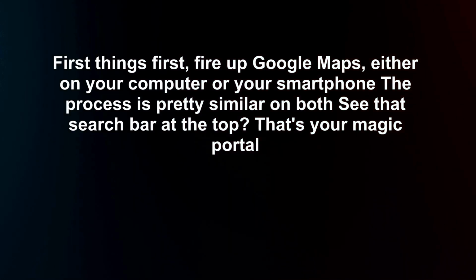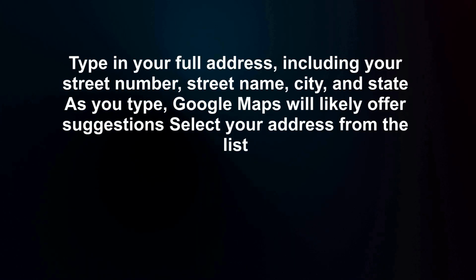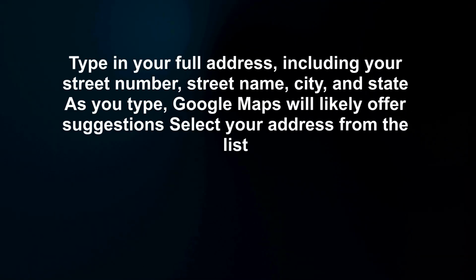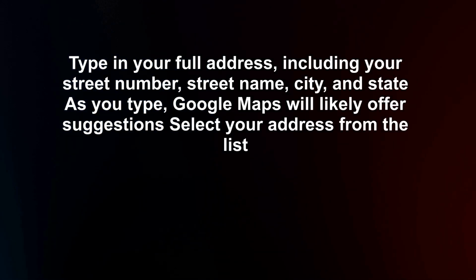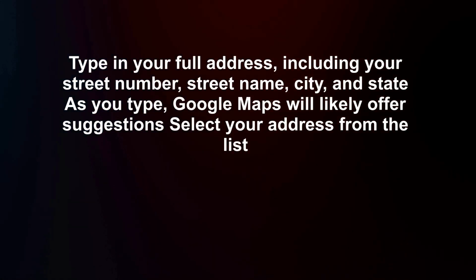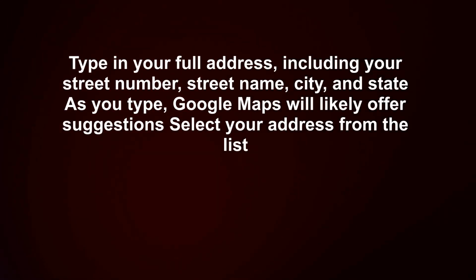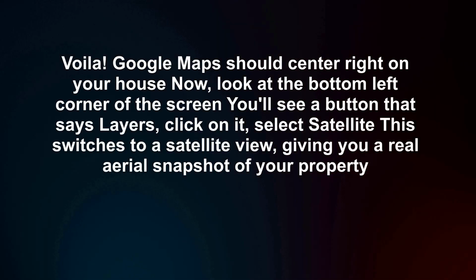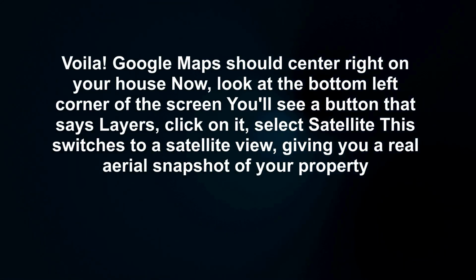See that search bar at the top? That's your magic portal. Type in your full address, including your street number, street name, city, and state. As you type, Google Maps will likely offer suggestions. Select your address from the list. Voila! Google Maps should center right on your house now.